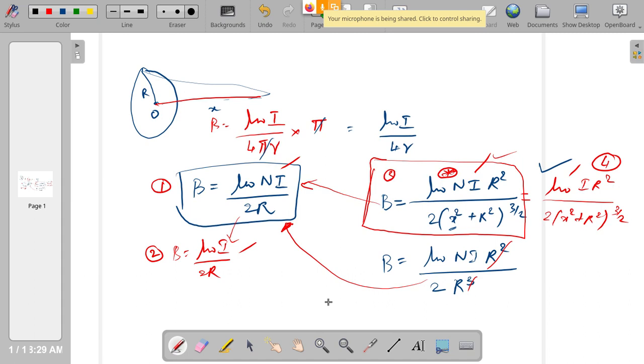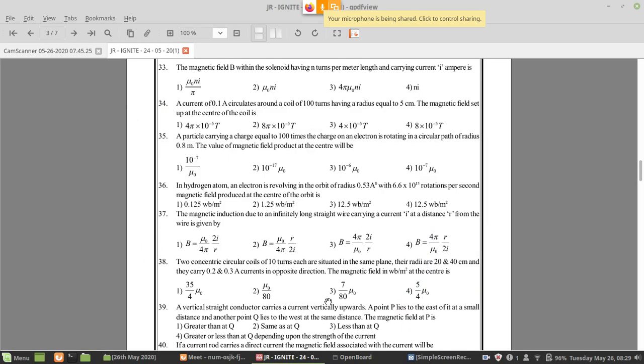See, n turns is given, right? First formula you have to use. See, n is given, x is 0, so it goes to first formula. If n is given, x is also given, third formula. If n is 1, x is 0, second formula. If n is 1, x is not 0, fourth formula. These are the 4 formulas you have to directly apply. So only one, if you remember, you can apply.